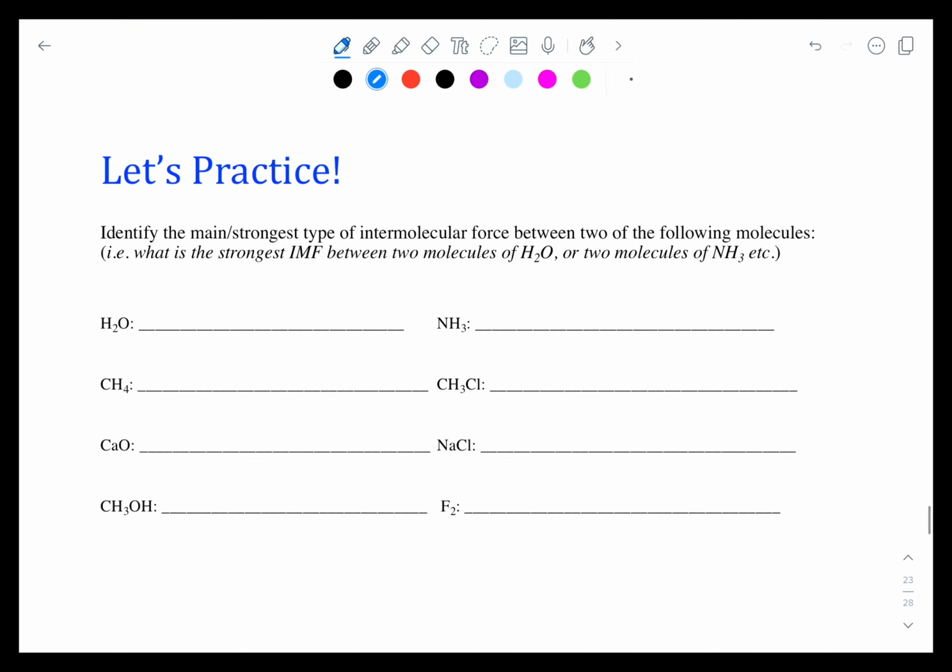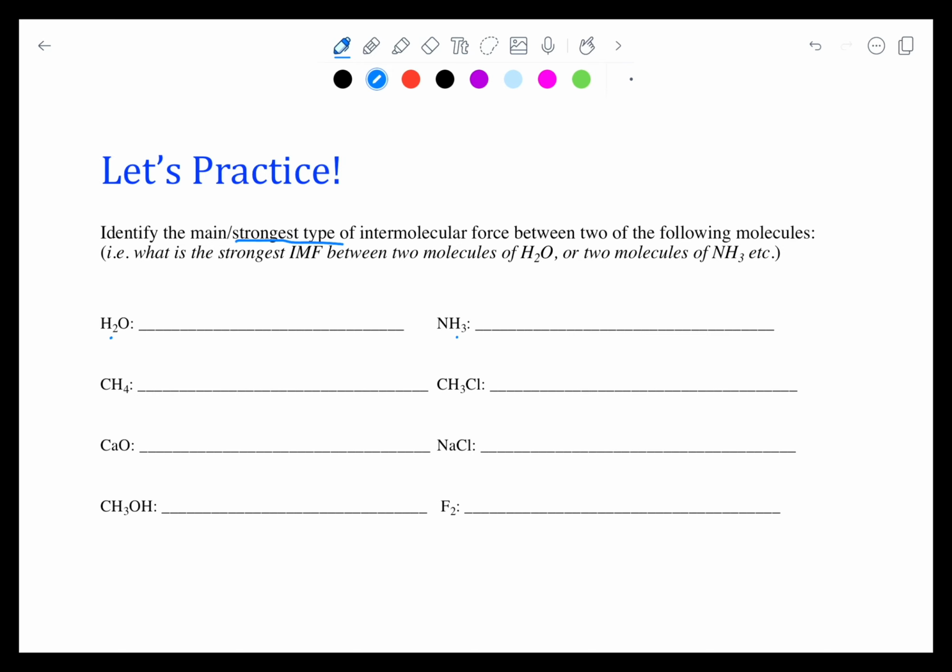Okay. What I want you to do now is try these. We want to identify the strongest, or the main, type of intermolecular force between two of the following molecules. So if I put two waters next to each other or two NH3s next to each other, what would be the strongest intermolecular force?